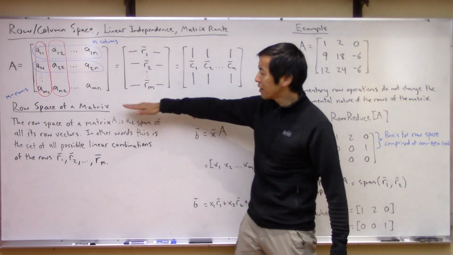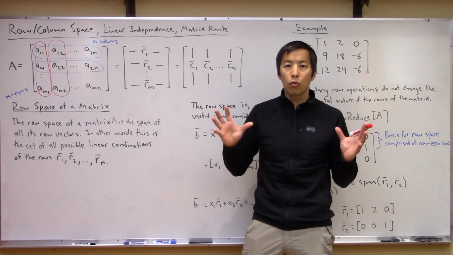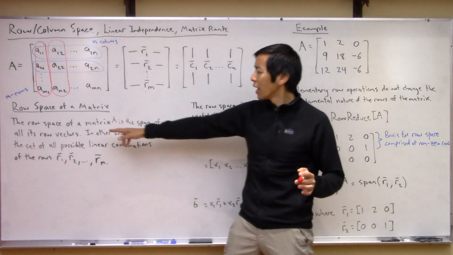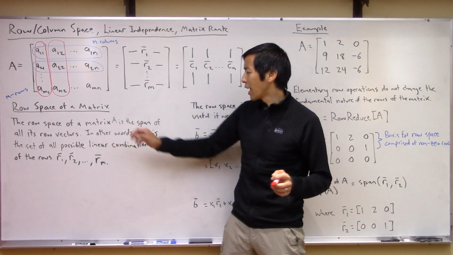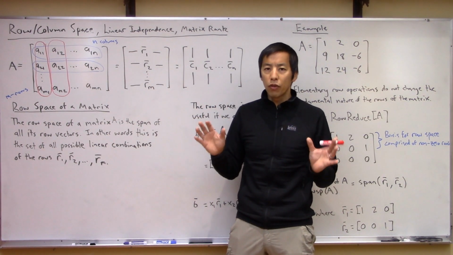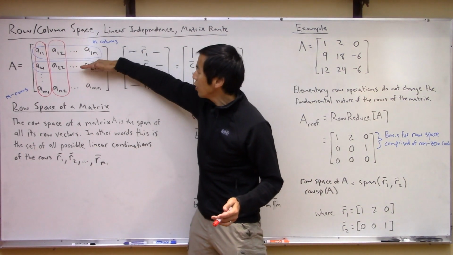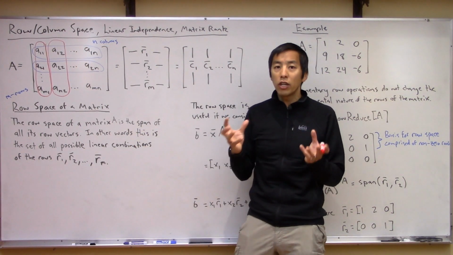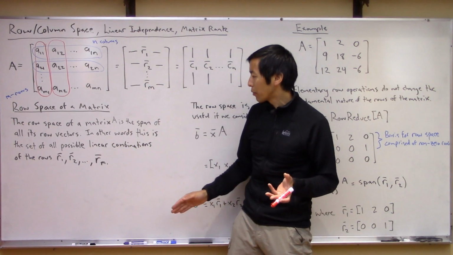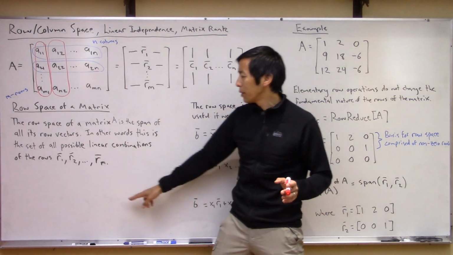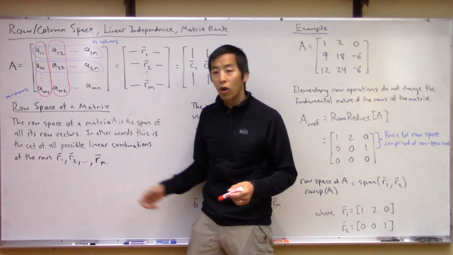So this leads to the discussion of what's known as the row space of a matrix. The definition of the row space is: the row space of a matrix A is the span of all of its row vectors. In other words, you take all of these rows and try to create linear combinations of them. So this is the set of all possible linear combinations of the rows R1, R2, Rm.